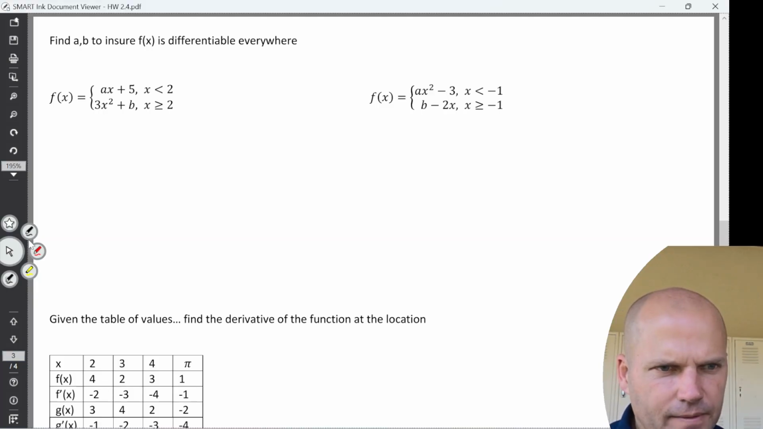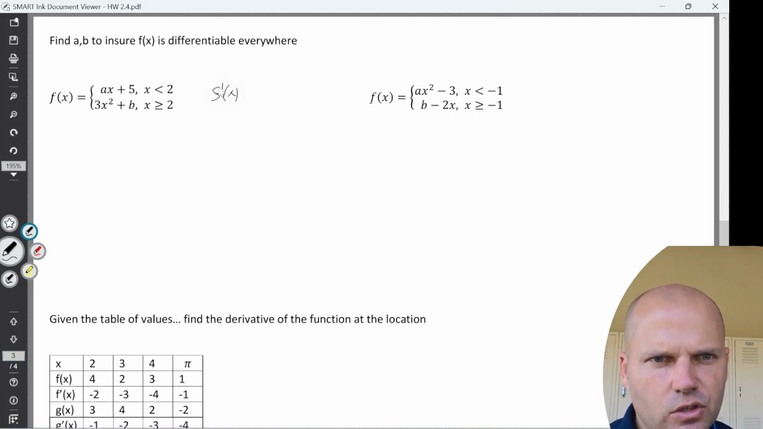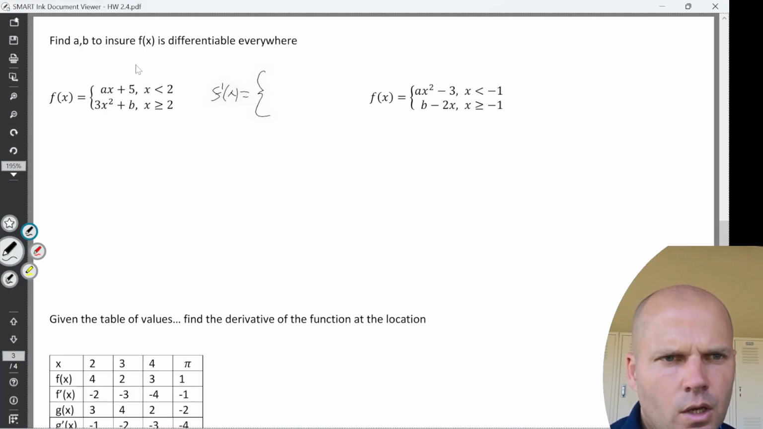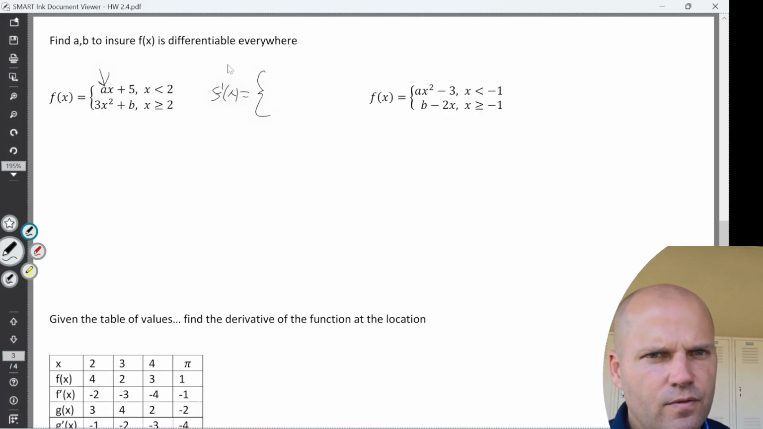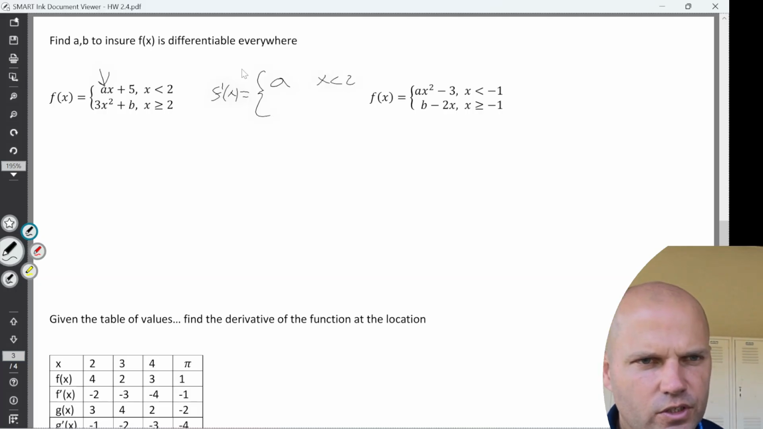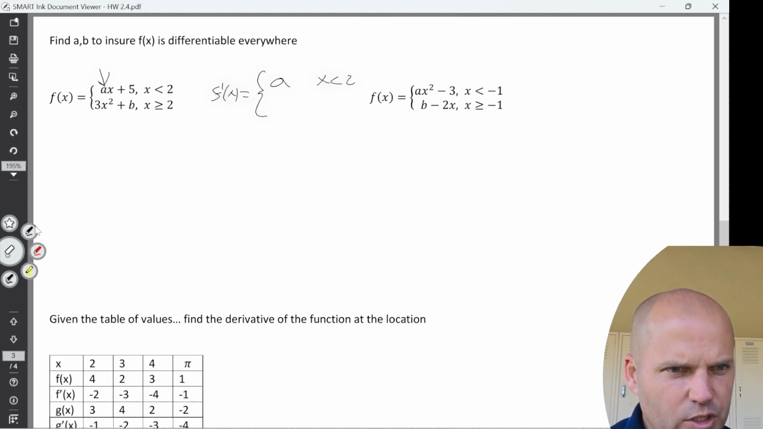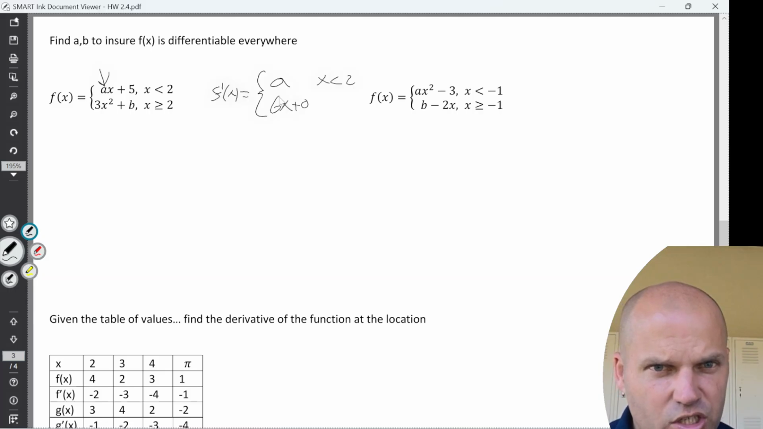Cool? So that's the thing. We have been used to just checking f, but now we also have to check the slopes of our pieces. Remember, a and b are constants, so if I am taking the slope of ax plus 5, constants stick around unless they're by themselves. If I look at the slope of 3x squared plus b, it would be 6x plus 0, because the slope of b as a constant by itself is 0.